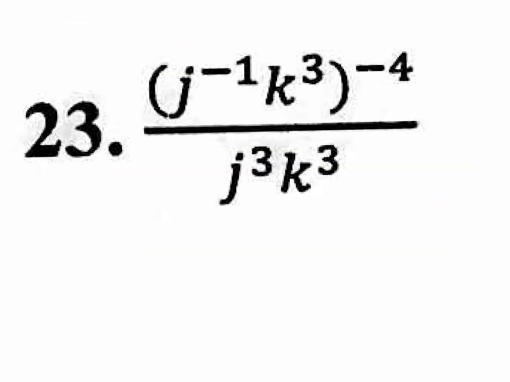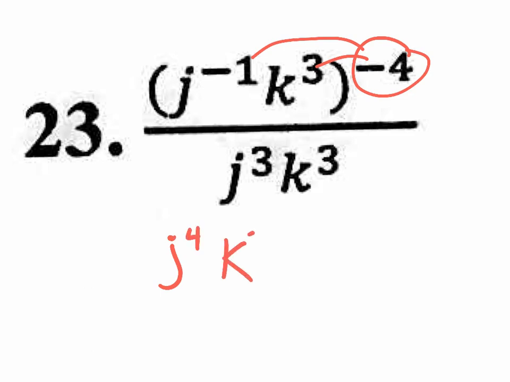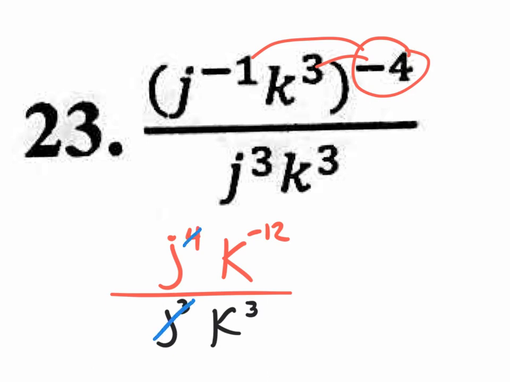Once again, distribute and then worry about moving negative exponents and worry about canceling. So I'm going to distribute the negative 4 to each of these exponents, which means I need to multiply them. So I will have j to the positive 4, k to the negative 12 over the bottom j to the third, k to the third. Now I'm going to cancel things out. I have 3 j's on the bottom that are going to cancel out with 3 of these 4. That means I have 1 j left up on top.